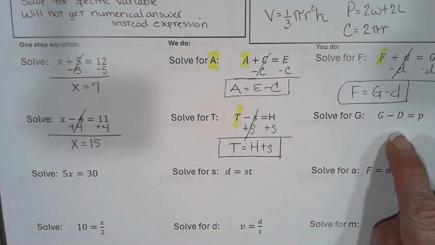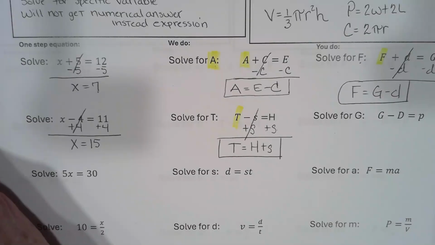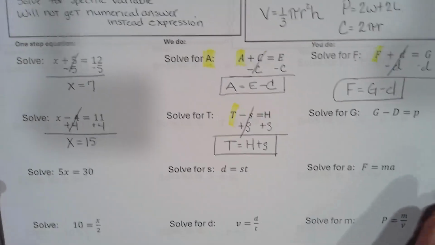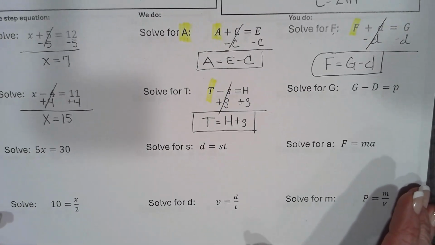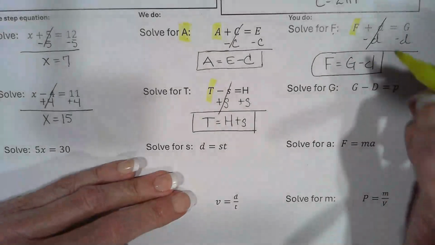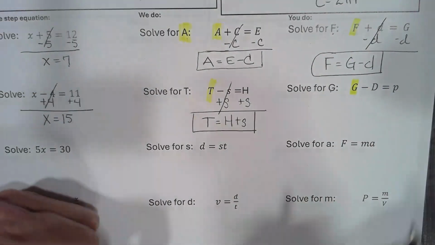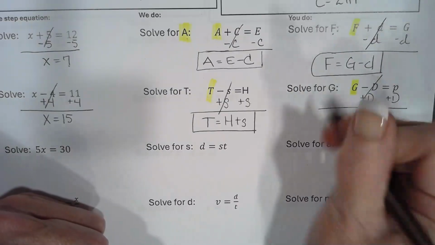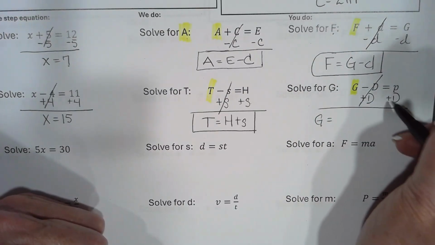Okay, I want you to do the same thing with this one. I'm going to put 10 seconds on the clock. Let's do this one. All right, I am solving for G, so G stays. I'm moving the D. The D is subtracted, so I'm going to add D to both sides. So I get G equals P plus D.